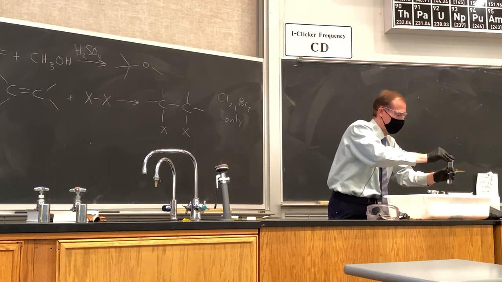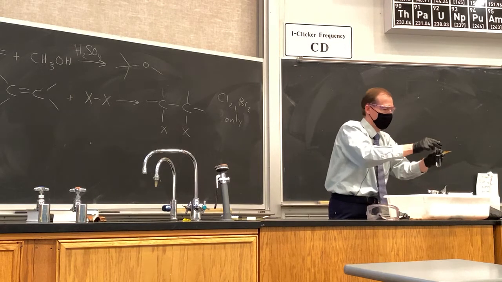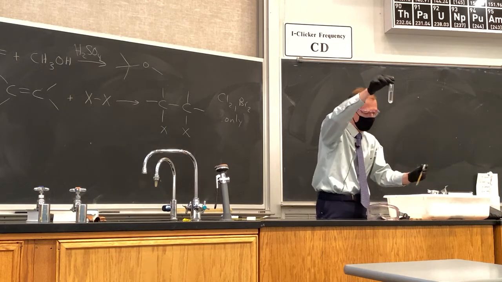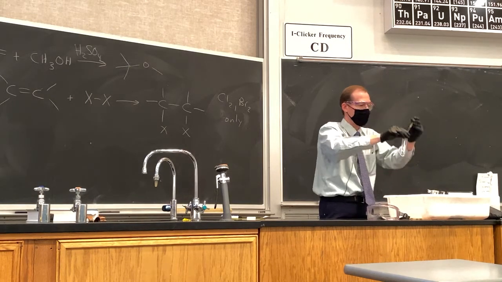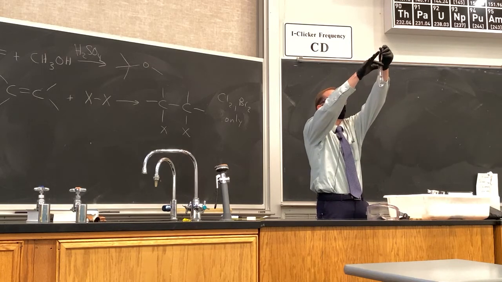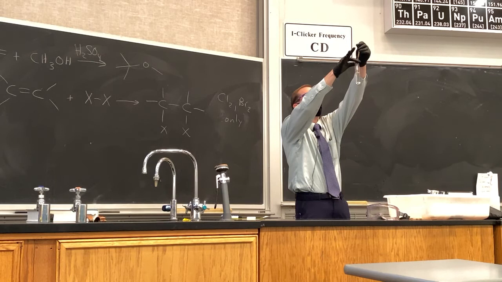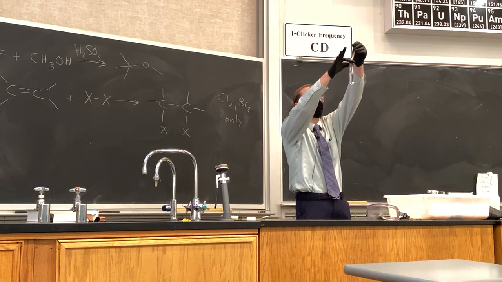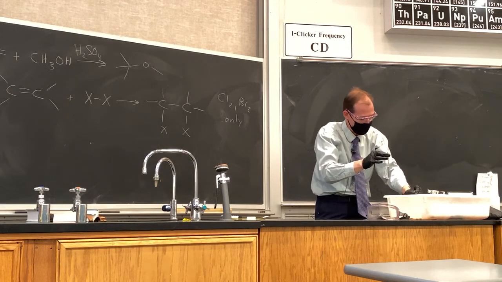Now we're going to take an alkene. This is cyclohexene. And we're going to add bromine to cyclohexene. It's going to react so fast, the color is just going to disappear as it drops in. Okay, I'm dropping it in, and you see no color. It's being consumed as soon as it's hitting the alkene.